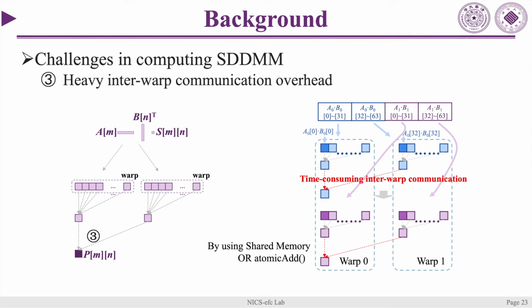So, the third challenge of computing SDDMM on GPU is caused by heavy interwarp communication overhead. Restricted by the GPU's warp size of 32, a larger size dot product would lead to interwarp communication. In the previous work of computing vector dot product, atomic add or shared memory are two basic methods to handle communication across warps.